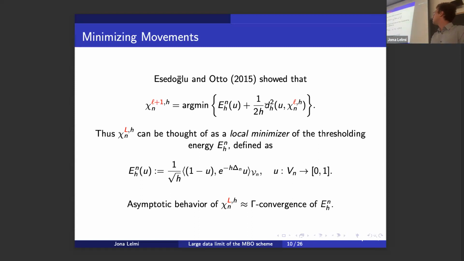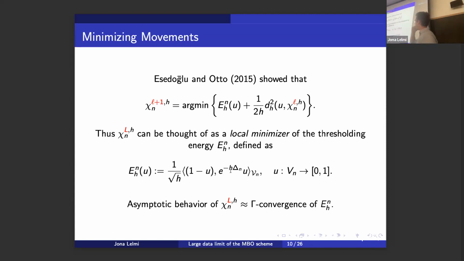Now, the explicit form of this distance term is not too important right now, but the thresholding energy is defined here. For a function u from the vertex set to the interval 0, 1, the thresholding energy is defined as the inner product on the graph between 1 minus u and the diffusion of u through the heat kernel at time h. So this is nothing but essentially the heat content on the graph, in the case when u is actually a characteristic function.